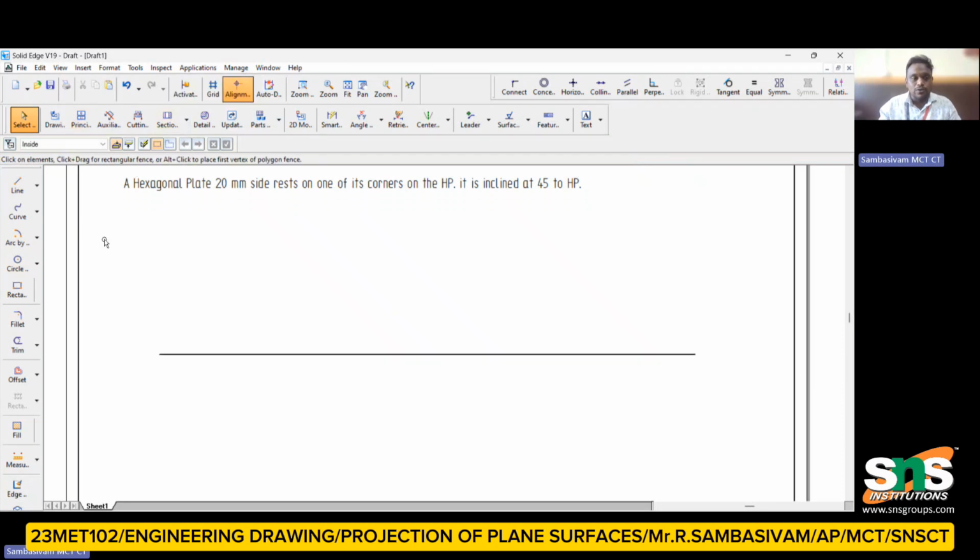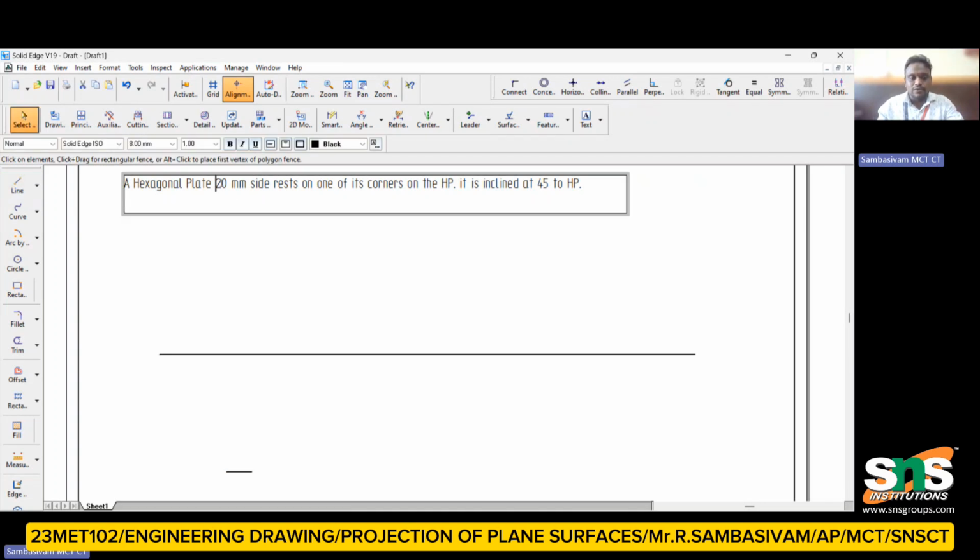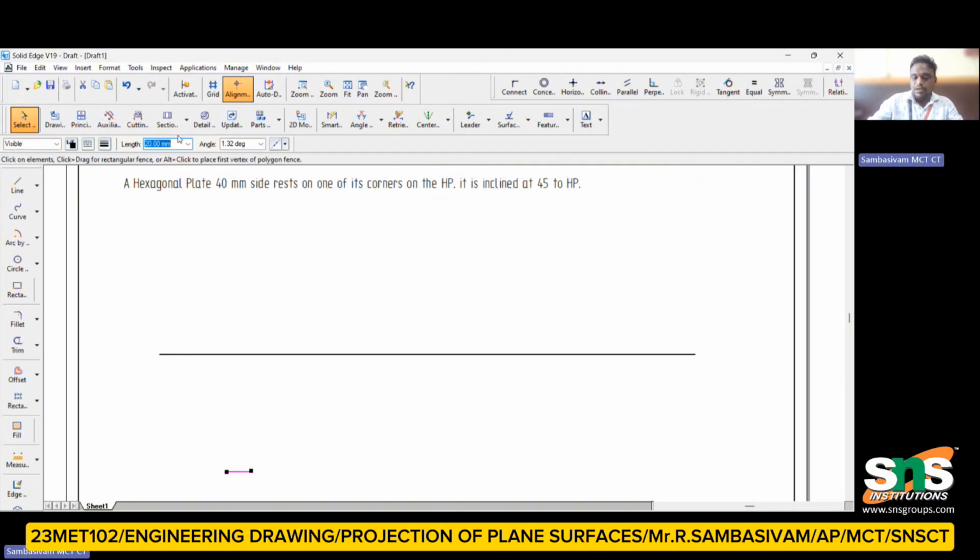But now I would like to draw the line of the plate, which is 20 mm side. This is how 20 mm has to be drawn. For clear understanding, I am going to take this as 40 mm, so I am changing this to 40. The line will be extended with an angle of 0 degrees, so the straight line will be drawn.